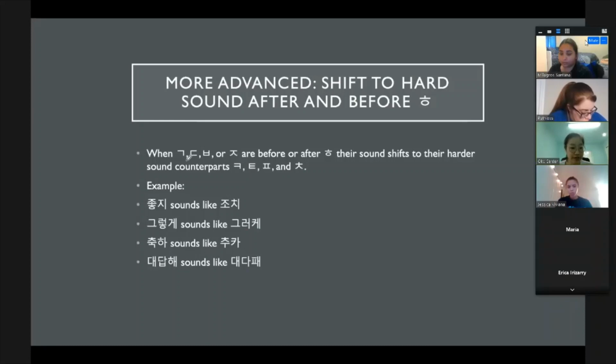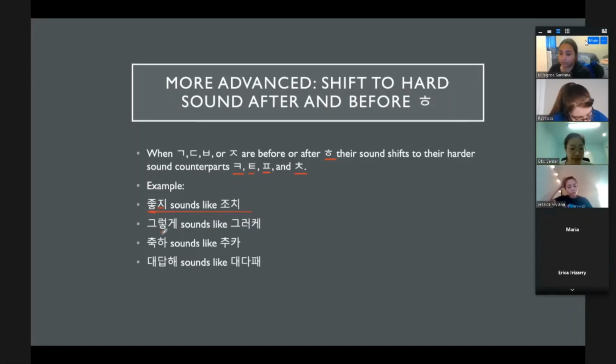So whenever you have kiok, tigut, piub, ziut, after or before the hue, it will change to sound like kiuk, tigut, piub, chiut. So kiok to kiuk, tigut to tigut, piub to piub, and ziut to chiut. You have the hyung before the jiut, therefore it will change to chiut. So 좋지. Can you repeat after me? 좋지. Perfect.